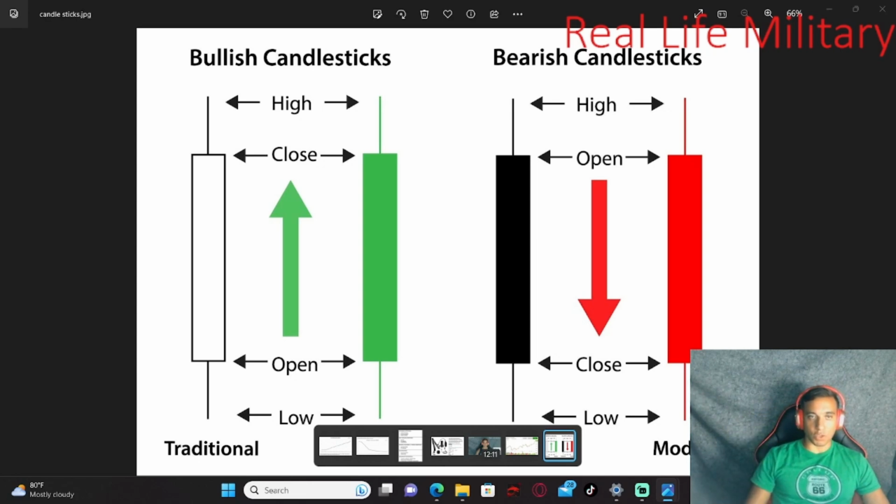I'll show you later with an example that you can break up these candlesticks into different intervals. You can do 1 minute, 5 minutes, 10 minutes, an hour, a day, a week, a year.